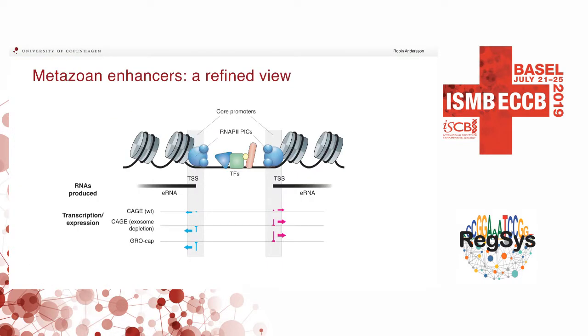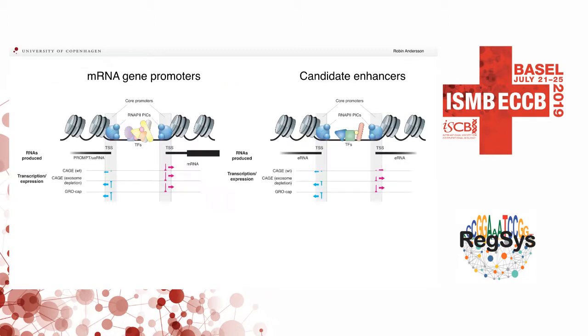All right, so to sum up that part, our current view of enhancers is that they are defined by open chromatin. They are bound by transcription factors. They are characterized by a pair of divergent core promoters that initiate divergent transcription just at the boundary of flanking nucleosomes. And you might recognize this figure, and this is because it's exactly the same I showed you a couple of slides back.